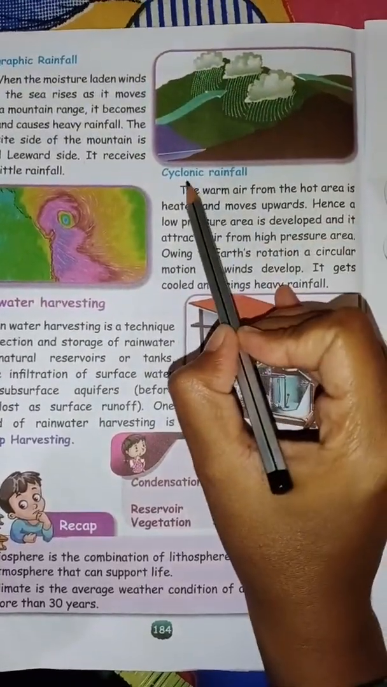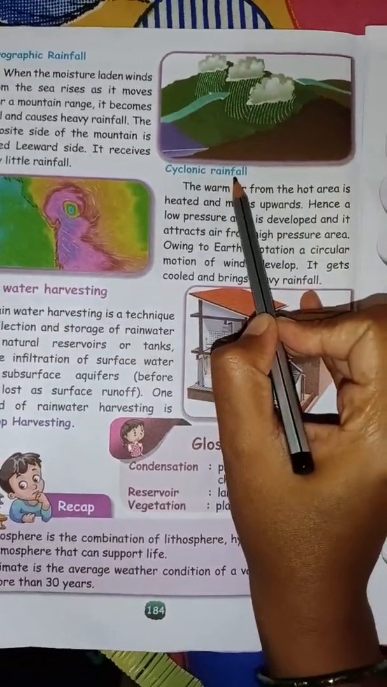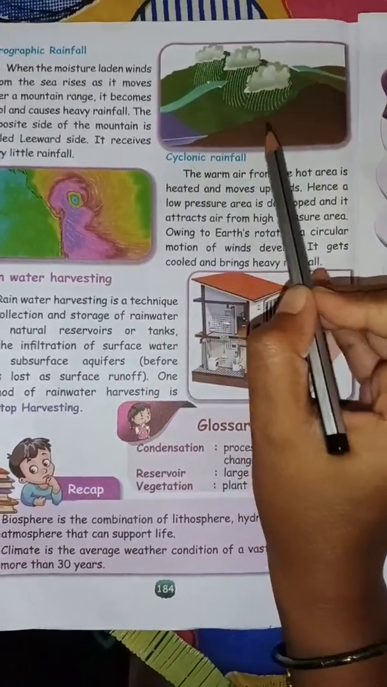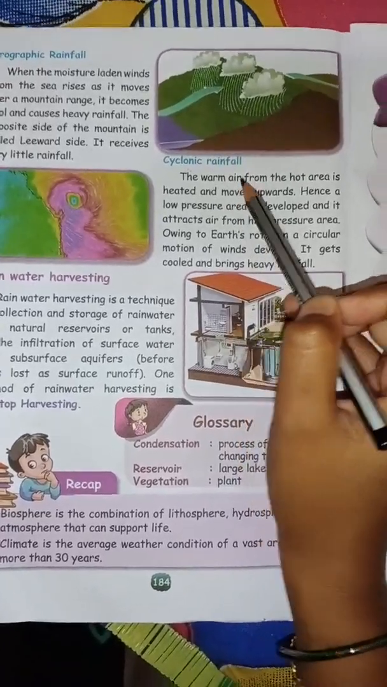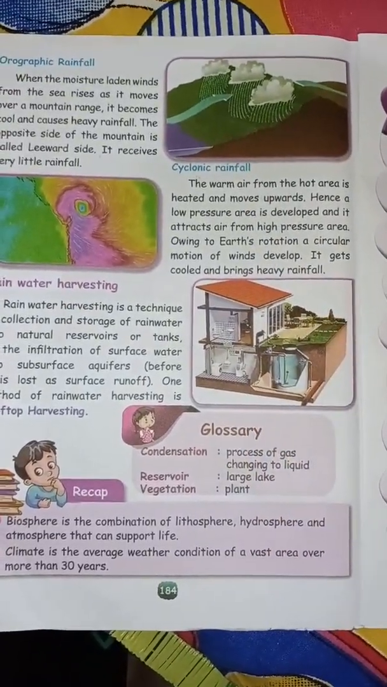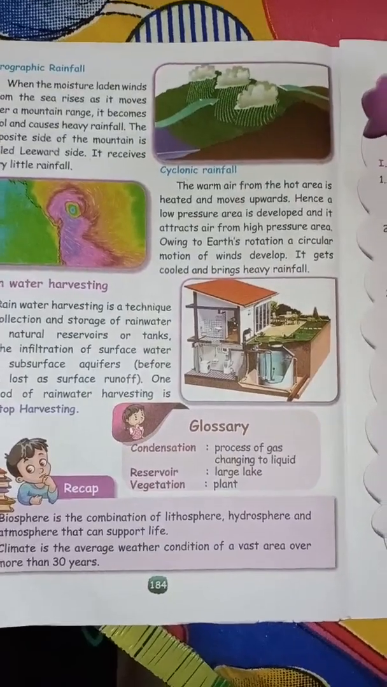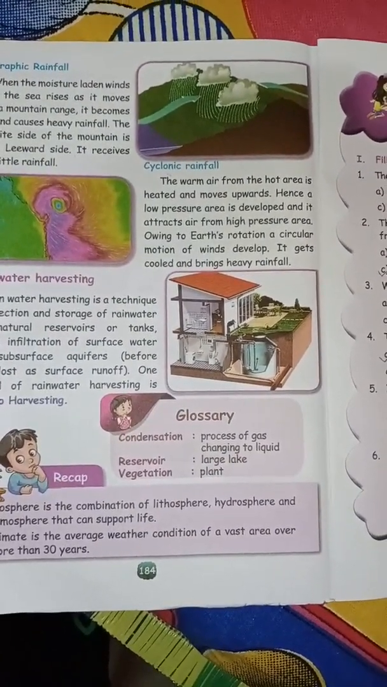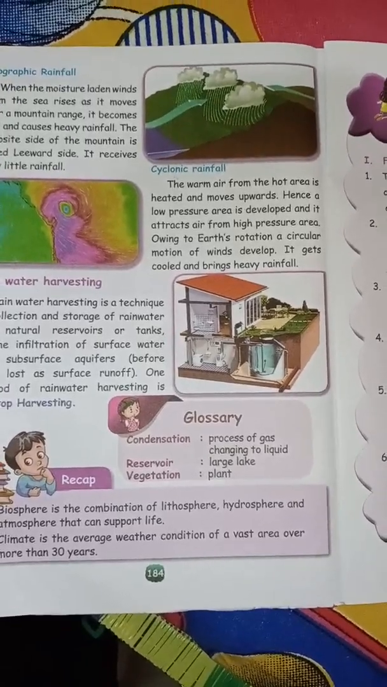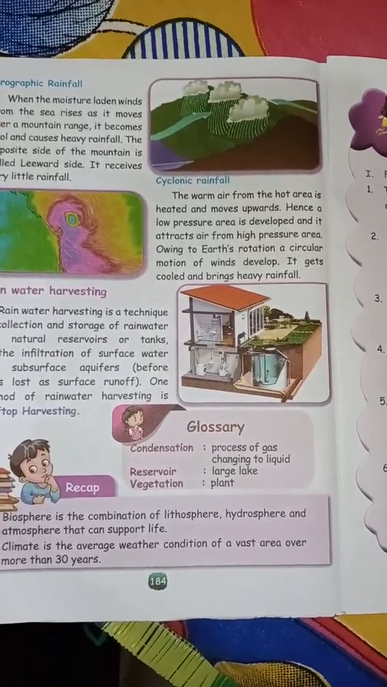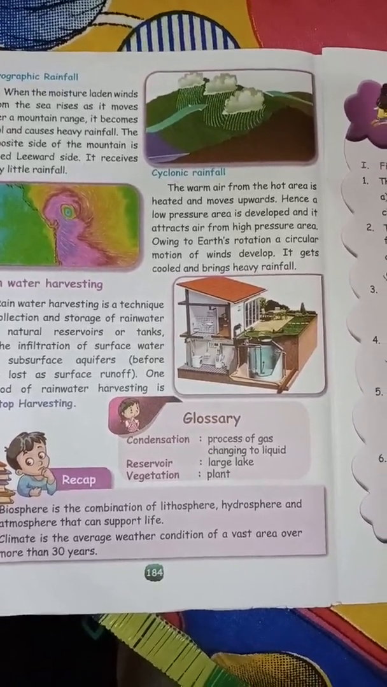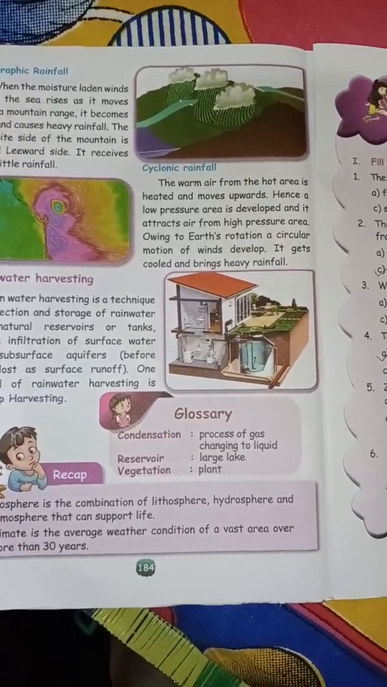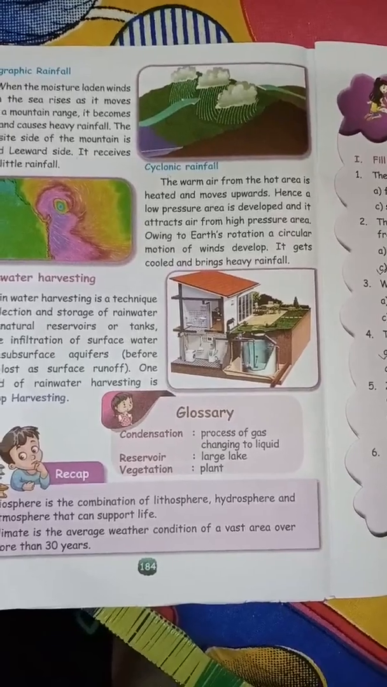Then cyclonic rainfall. Now we are going to discuss cyclonic rainfall. This happens when a mass of warm air meets a mass of cool air. When warm air meets cool air, this rainfall will happen.